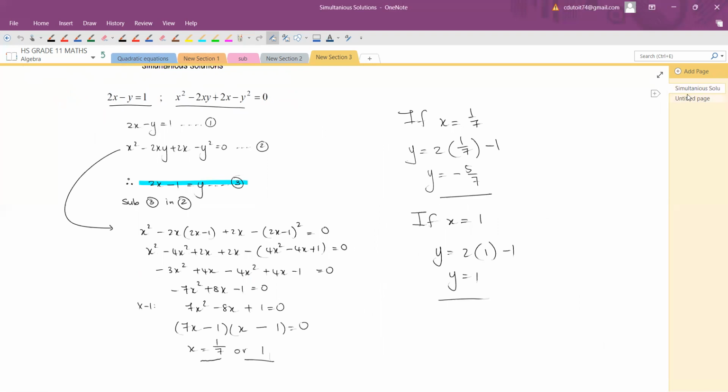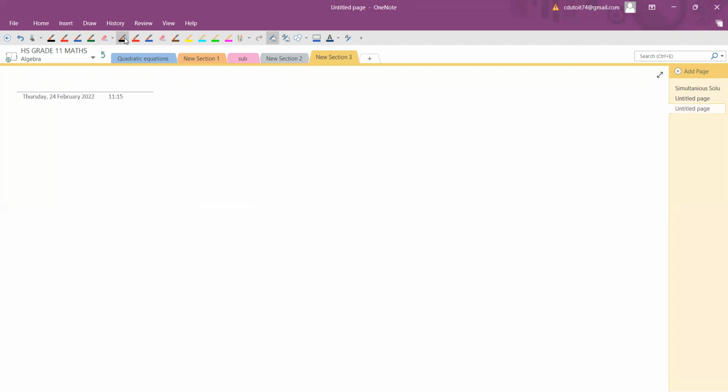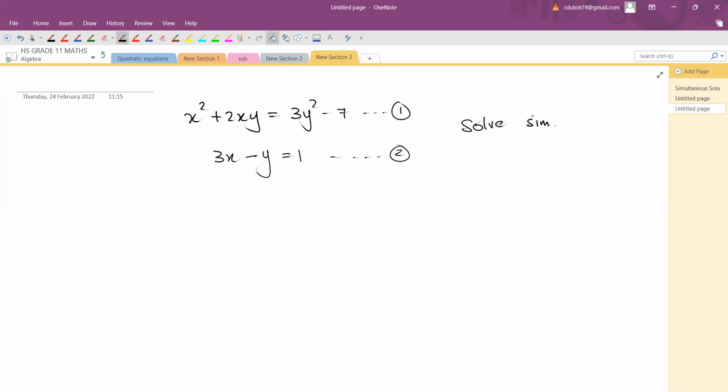Okay. Right. Third one is yours. See if you can apply what we've learned. The first equation is x squared plus 2xy, and that will equal 3y squared minus 7. There's your first equation. And the second one is 3x minus y is 1. And there's your second equation. And I want you to solve that simultaneously. Right, there you go. 6 marks.